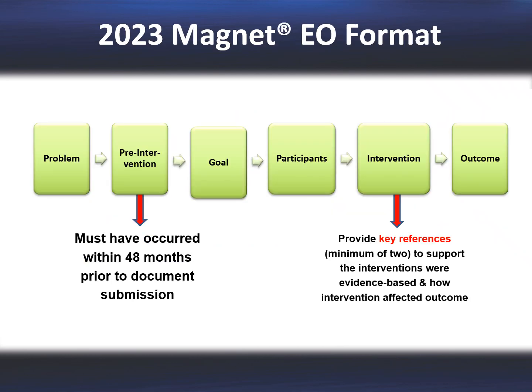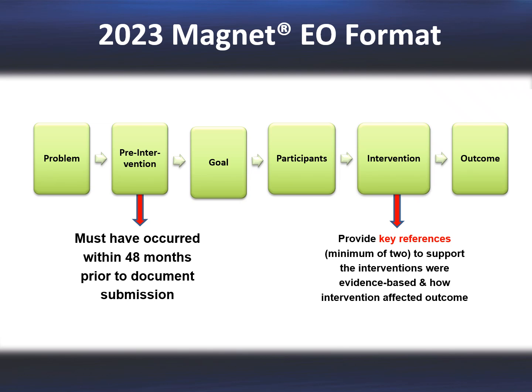So this is the new magnet format for EOs. You'll notice that there is an addition in the pre-intervention area. Prior to this, you stated the problem and then you went into the goal section. You always reported data in the problem section that drove the intervention. In the new format, they ask that you do that in addition to a pre-intervention. So prior to establishing your goal, what was done, what data was used to identify the problem.